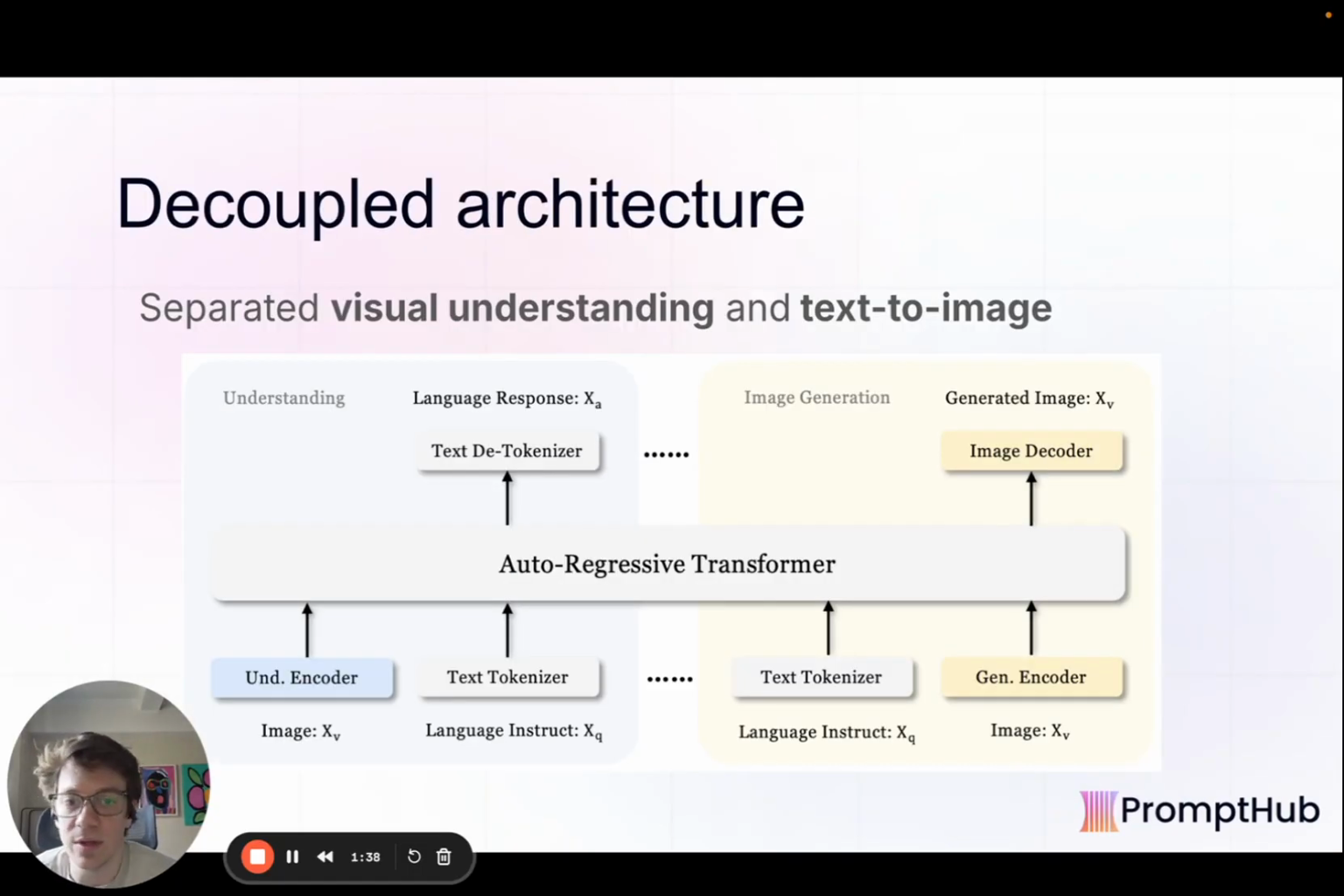Something that they note throughout the paper is they actually have two encoders, one for visual understanding and one for text to image. So the model can both generate images and take images as input, whereas DALL-E, for example, only generates images, and GPT-4o can only take images as inputs. It can't generate them. So it does both, and they actually have different encoders for these rather than having it all in a single encoder. Basically, they have something that handles when we need to look at an image and something that handles when we need to create an image, and then those both go to the same transformer.